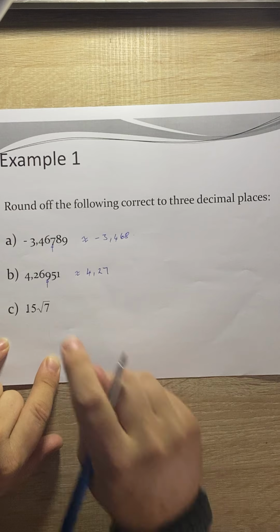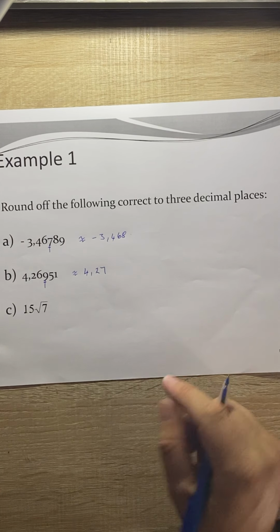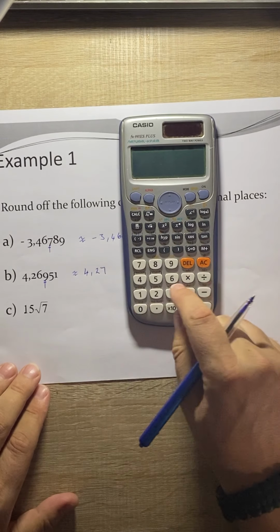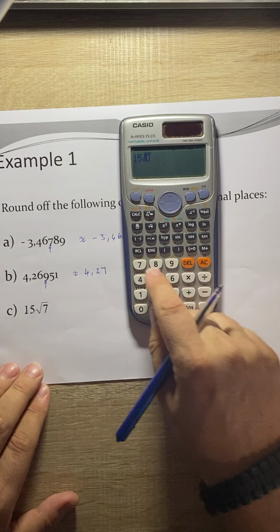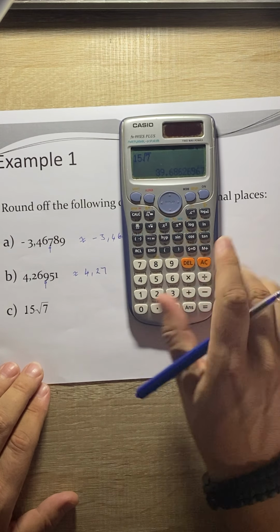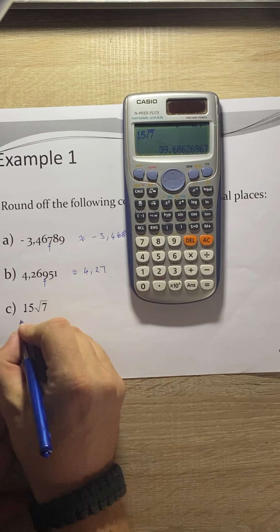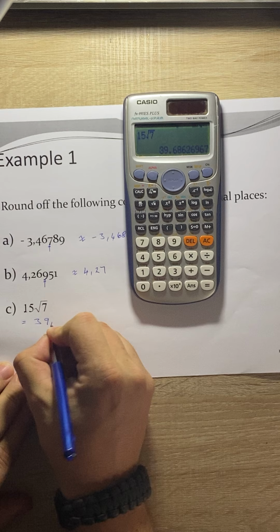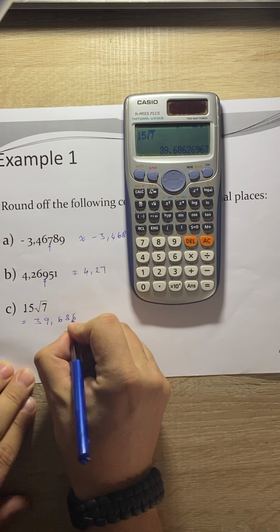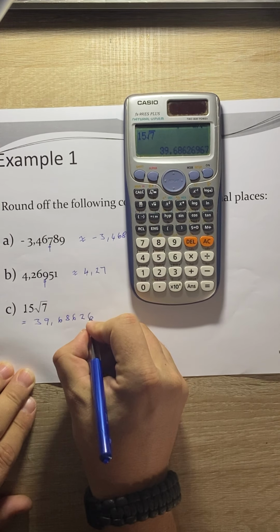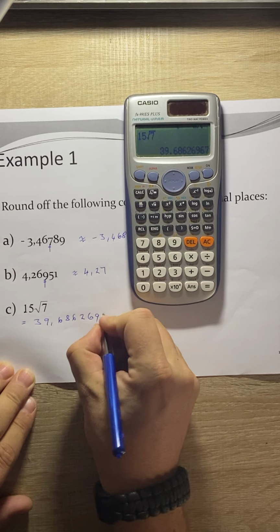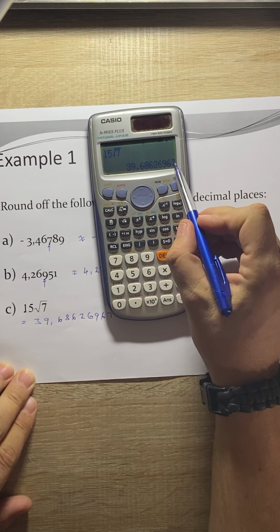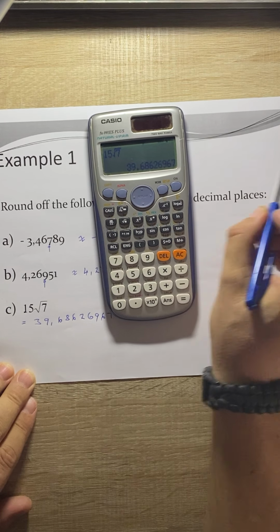Okay. Now this one over here, we don't really know what that is. So what I'm going to do is I'm going to put it on the calculator. So 15 root 7. And we're getting this number here. So I'm going to write down exactly what this number is. 39,68626967. Okay, and just remember, my calculator is rounding this off. This number actually carries on and on and on.